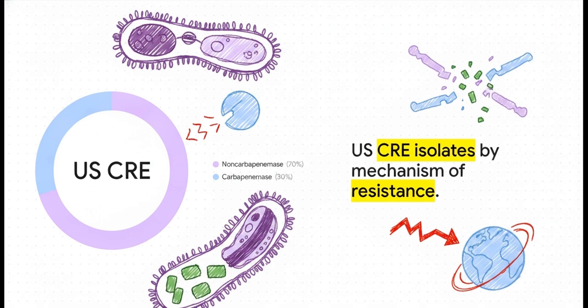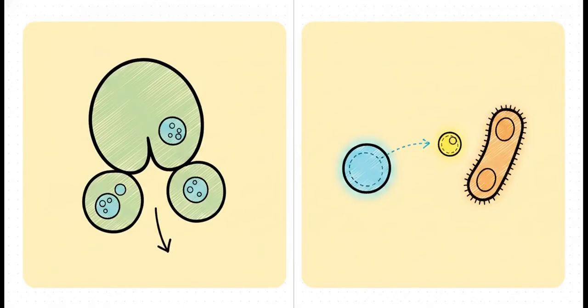But that other 30%? Those are the carbapenemase-producing isolates. These bacteria produce actual enzymes that actively hunt down and inactivate our antibiotics, and they are a massive focus for global containment efforts. So how do these dangerous genes spread so effectively? It comes down to two mechanisms. Vertical transfer is pretty straightforward. It's just passed from a parent bacterial cell to its offspring during normal cell division.